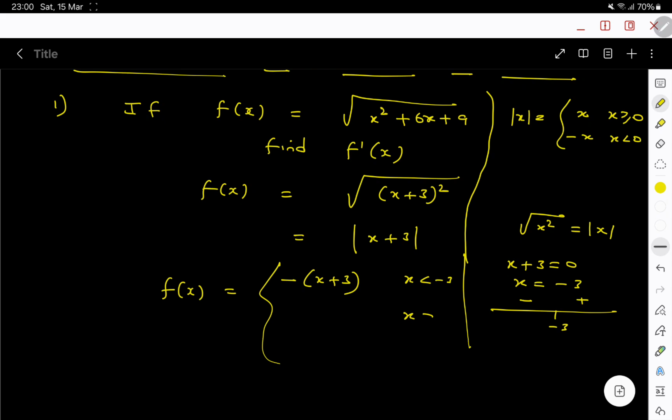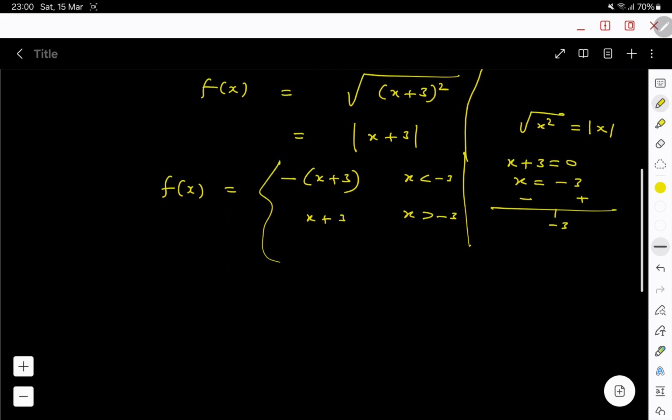And x greater than minus 3. Greater than minus 3 means minus 2, minus 1, etc. Okay. This becomes x plus 3 is positive. So modulus of any positive value is plus x. Modulus of any negative value is minus x. Okay. So x plus 3. Now differentiating this, f dash of x.